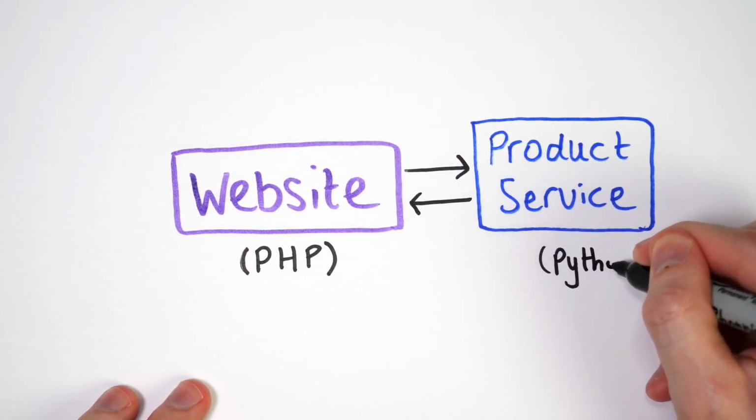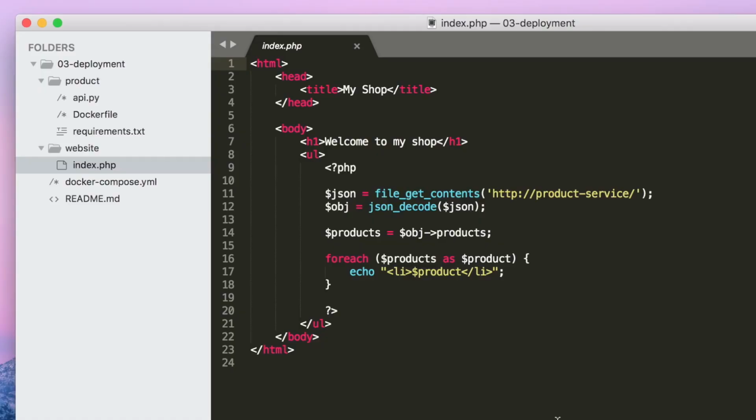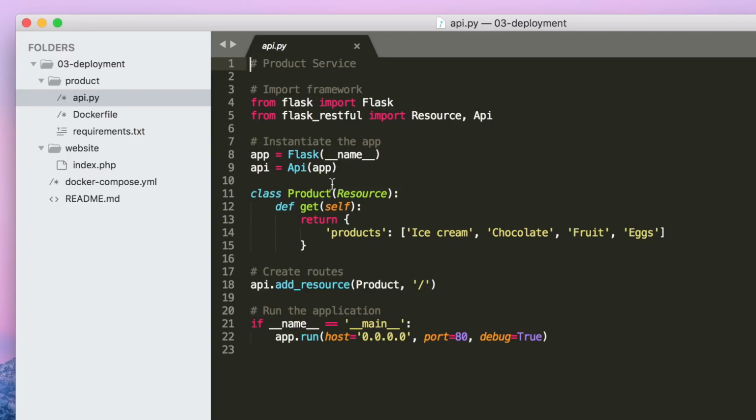The product service is written in Python and runs in a separate Docker container. So we've got the website there, which is just a bit of HTML, and it makes an API request to the product service, which runs in a different container. The product service is equally as simple, and it's this bit of Python here. When people hit the URL, we return some JSON, which is just an array of products.